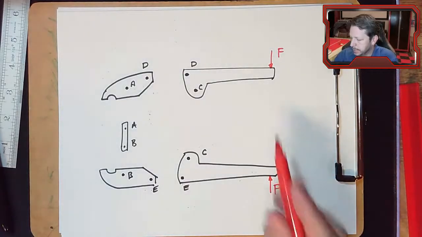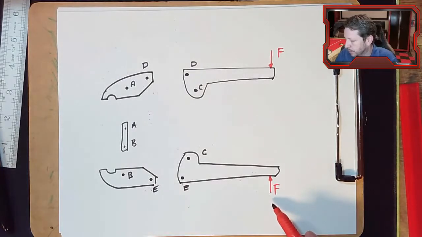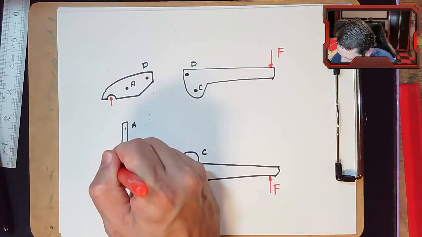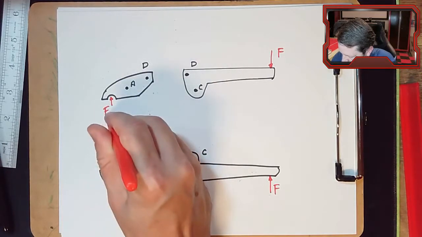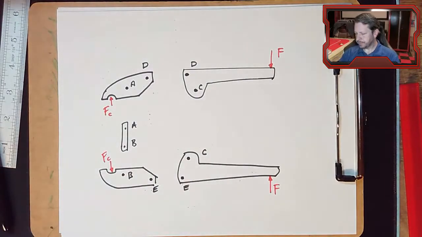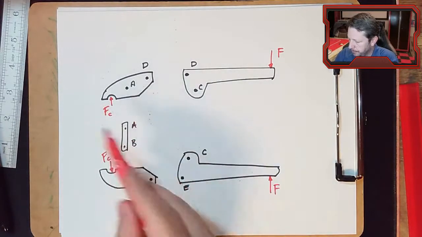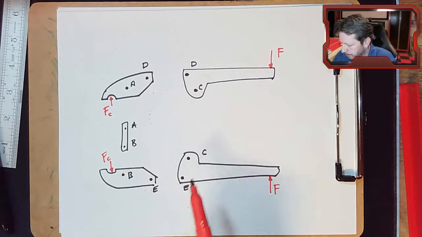In fact, in this particular one, you're actually given this force F, 10 or 20 pounds or whatever. And you're trying to figure out how much clamping force you have over here. We'll call it FC. And so you have to work your way through figuring out what's going on at all of these pieces.